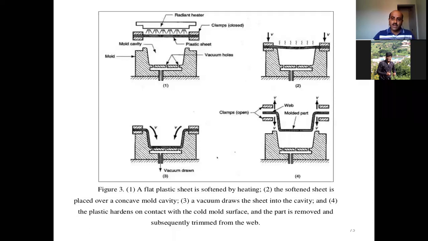Here the deformation is by means of a vacuum, and you can also get the deformation by means of pressure, as we discussed in the last class, and also by mechanical means, by applying force from the two molds, one positive and another negative. This is what we call thermoforming.